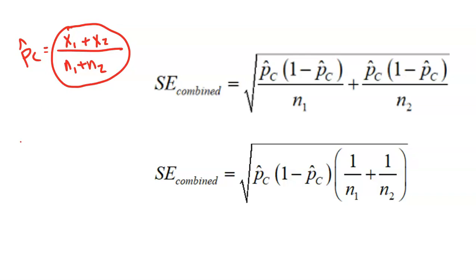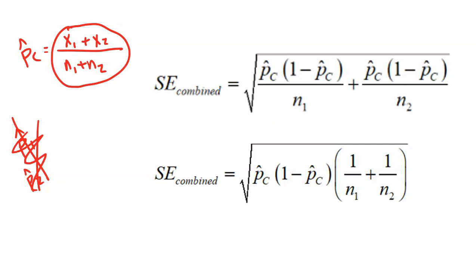Now, please be careful. I'll get some kids that have a p hat from sample 1, a p hat from sample 2, and they'll take the average to get the p hat combined. No. Don't ever take an average. What you got to do is literally put all of your successes together in the numerator, all of your total sample sizes together in the denominator to get your p hat c.